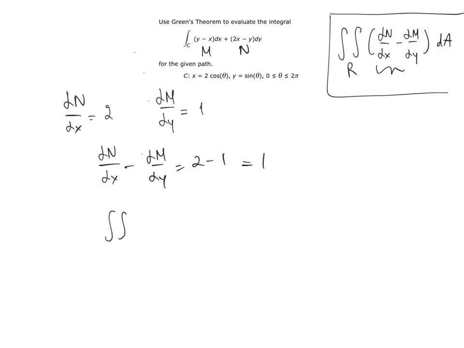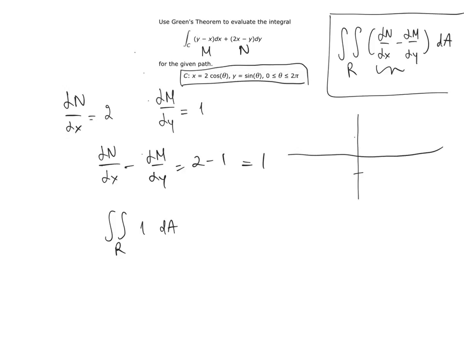So the integral over the closed region of 1 dA, in this case, is the area of C, of the path C, which is an ellipse, with minor and major axes of 1 and 2. So this ellipse has a minor axis of 1 and a major axis of 2.